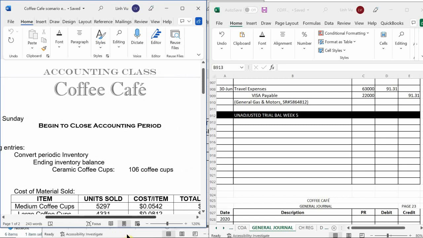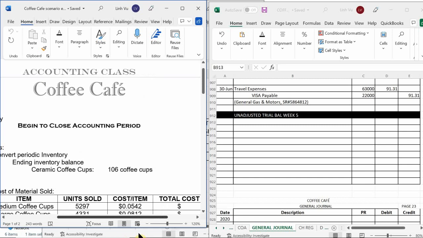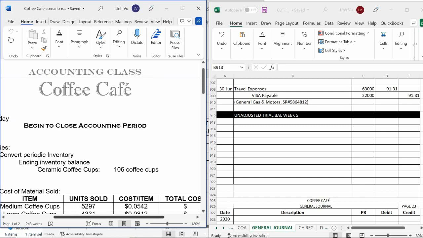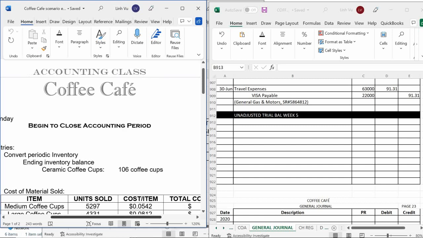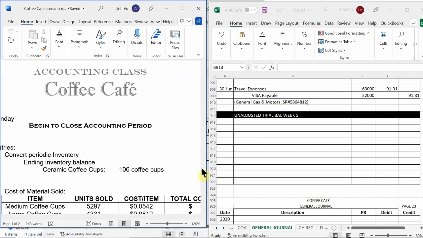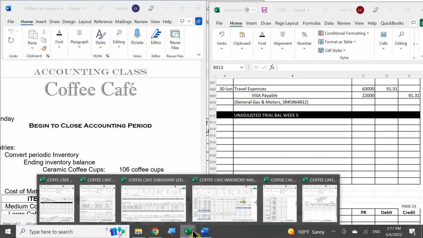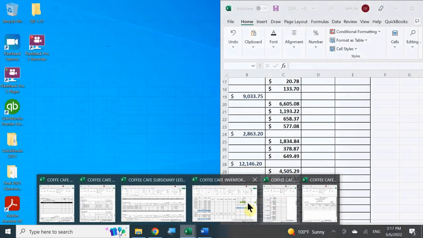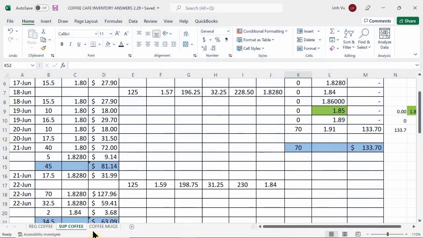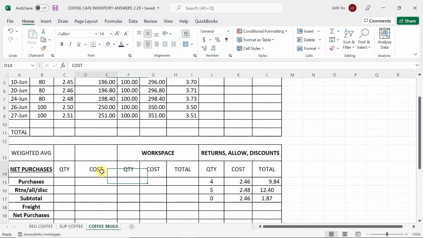So in this case, convert the periodic inventory, because we have an ending inventory balance for ceramic coffee mugs of a total of 106 coffee cups. Our assumption is we must have sold X amount of coffee cups, but we don't know. We would have to figure that out in our inventory worksheet. So that's exactly what I'm going to do. I'm going to go straight to my inventory worksheet, and we're going to go to our ceramic coffee mug.